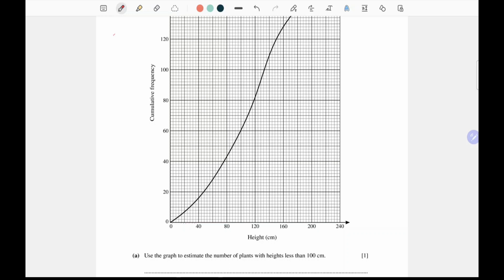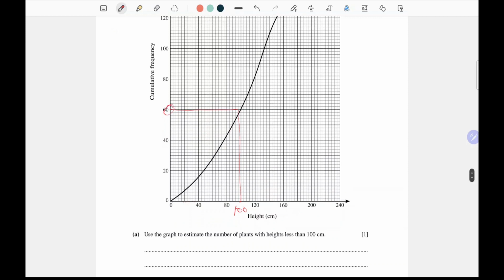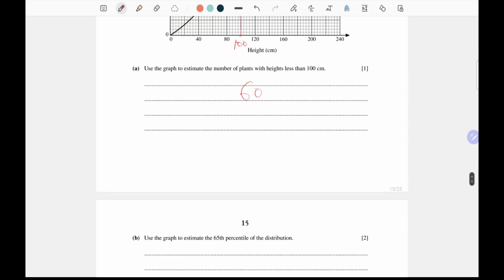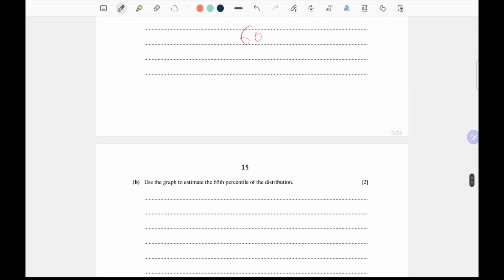Understood. So guys, this gap is 40, right? So this will be 20 gap, so 120, that's 100. So this will be 100. So now go up. Oh, here. So the number of plants with height less than 100, that's 60. Okay, that's 60. Next, use the graph to estimate the 65th percentile of the distribution.